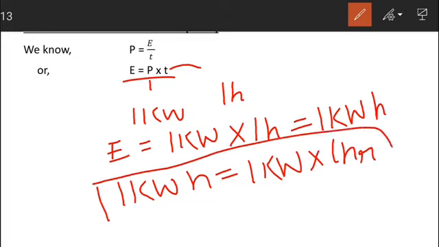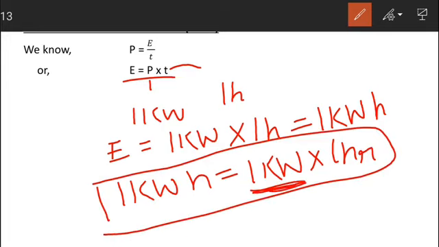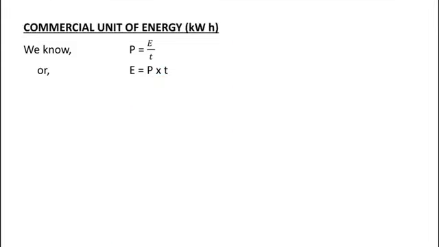Now what does this expression mean? This expression means that if there is an electric appliance of power 1 kilowatt which is operated for 1 hour, then it will consume an electrical energy equal to 1 kilowatt hour. So 1 kilowatt hour is the amount of energy being consumed by an electrical appliance of power 1 kilowatt which is operated for 1 hour. So I hope it is clear to you. So we can write the following things that we have discussed here.